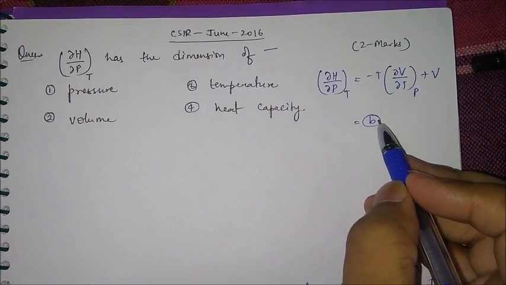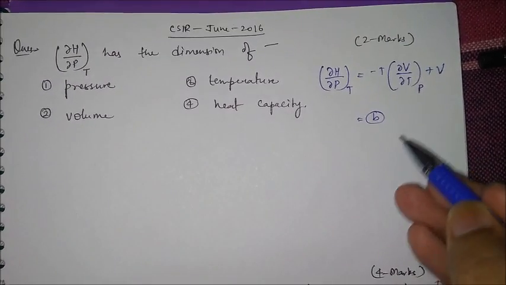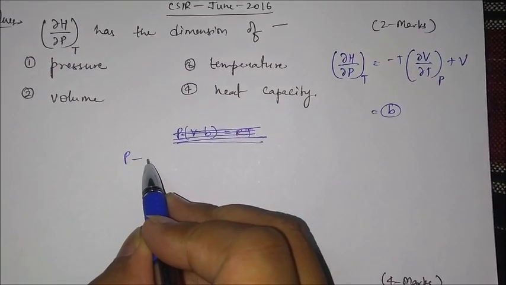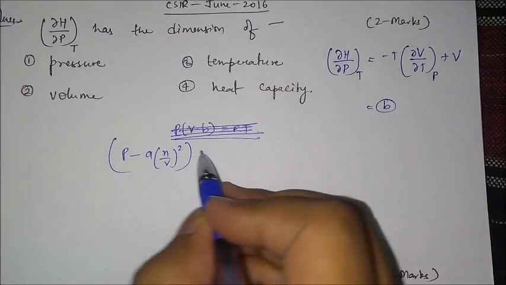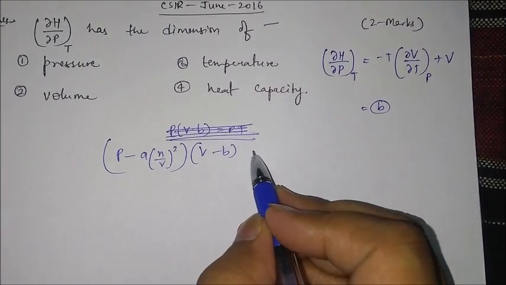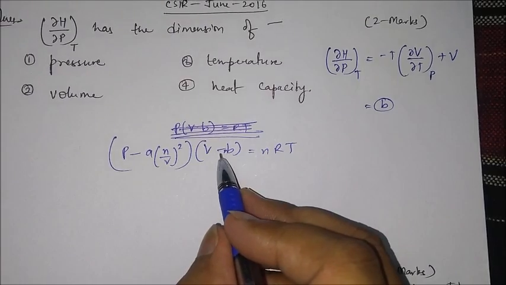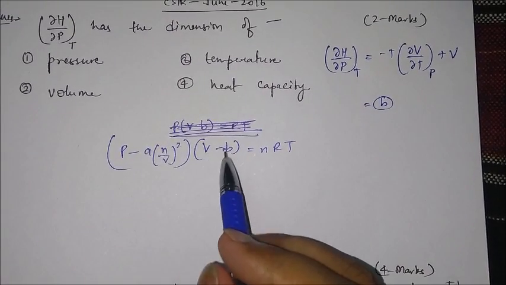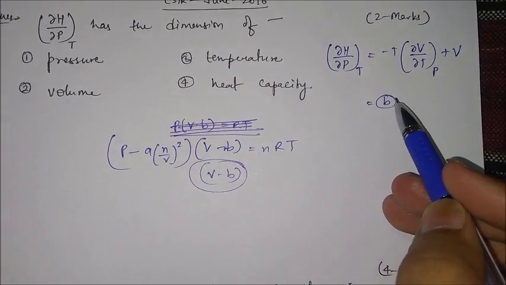We got this term equal to B in the last derivation. I am not deriving it again. You can solve it and get B. Now from the real gas equation we know that (P plus a n²/V²) into (V minus nb) equals nRT. If you neglect this n, that is the number of moles, we have V minus B. That means V minus B is the thing which you need to know, because we got B over here.